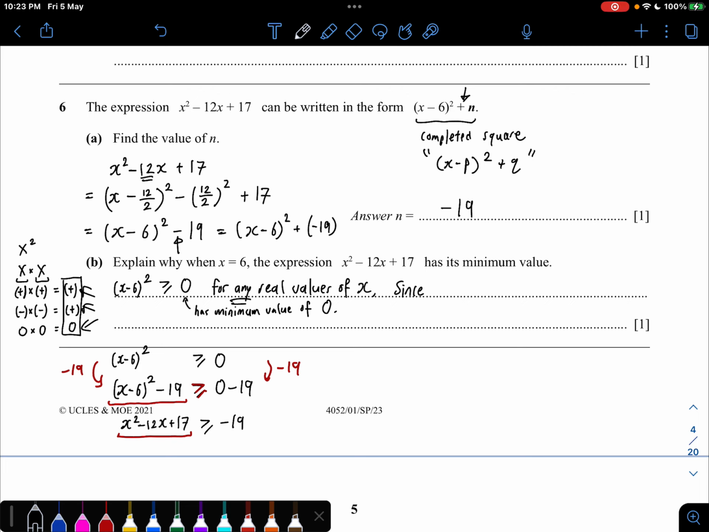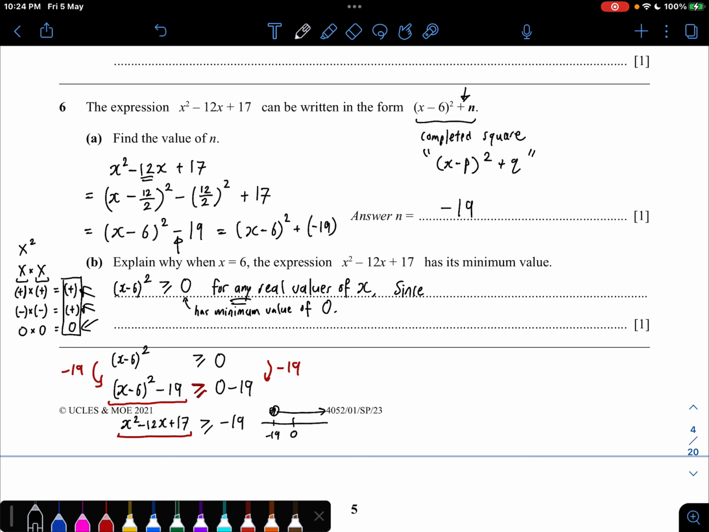Okay. What does that mean? It means that we have found our minimum value. This guy has a minimum value that is exactly negative 19. Bigger than or equal to negative 19 means what? It means on the number line, here's 0, here's negative 19, bigger than or equal to goes all the way to the right. So negative 19 is your minimum value.